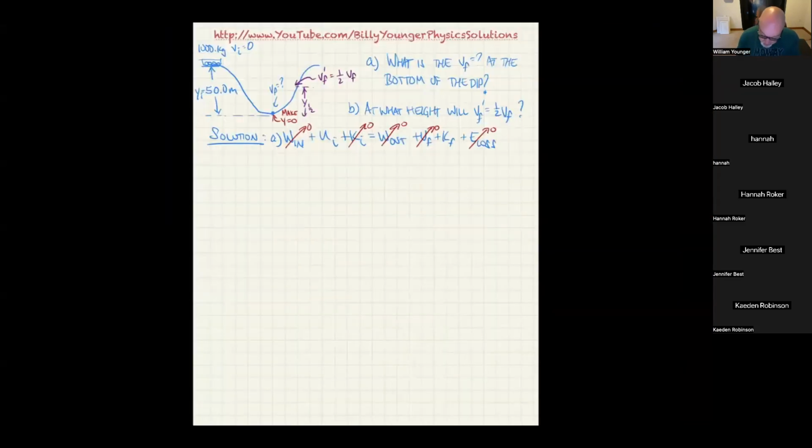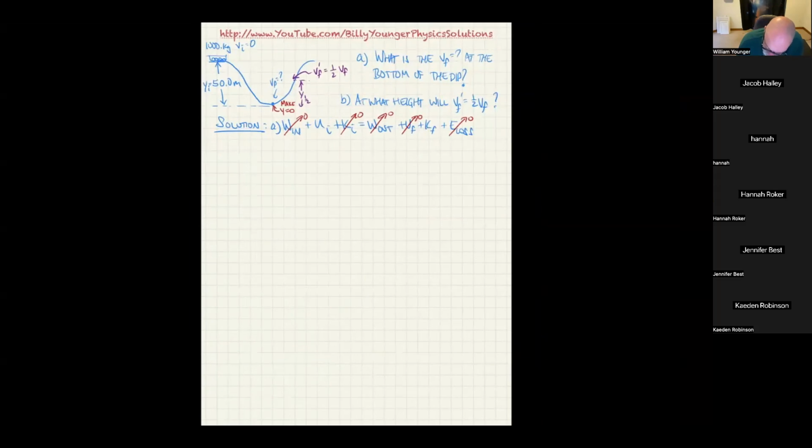Okay. So now all I have to do is put in the information I have, which would be 1,000 kilograms times 9.80 meters per second squared times the height, which is 50.0 meters, is equal to 1/2 of 1,000 kilograms times V final squared.